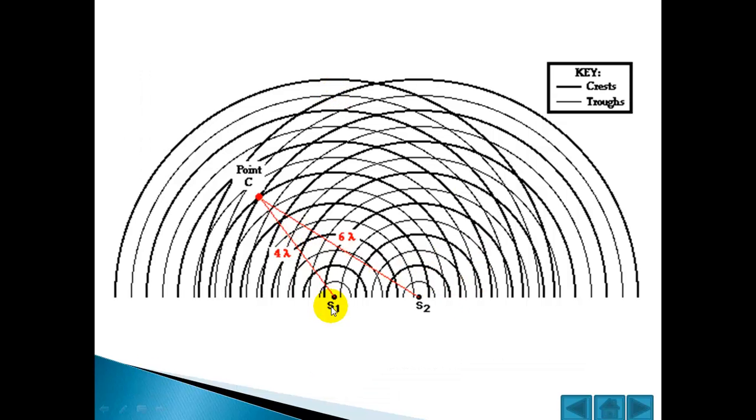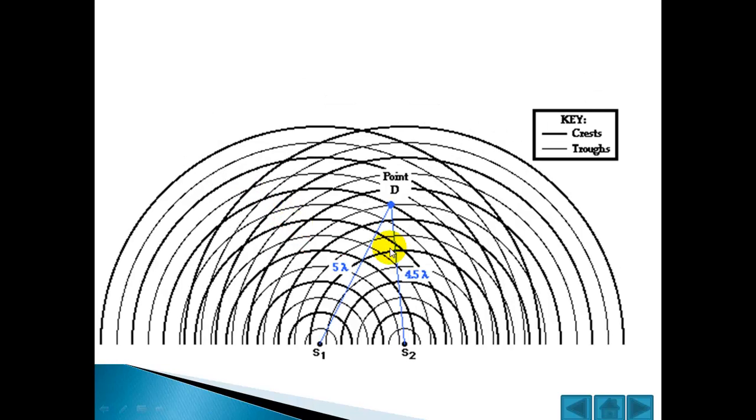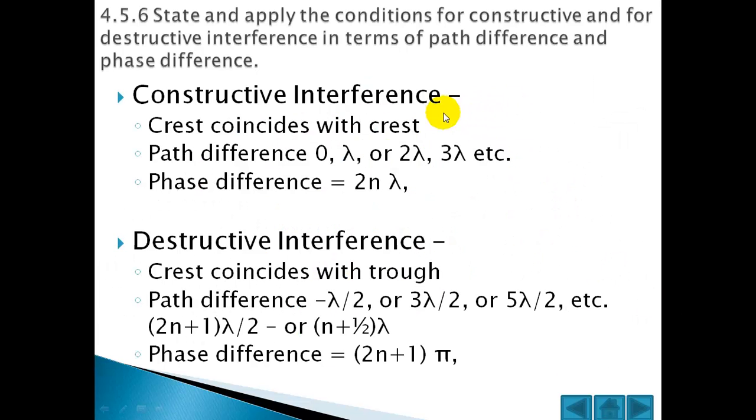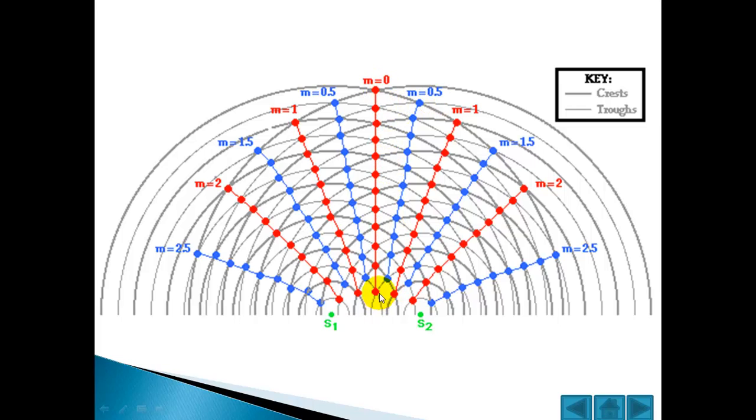And here we go. This is an example. This is 4 wavelengths to this point. This is 6 wavelengths to that point. So this will be a point of constructive interference. Here, however, this is exactly 5 wavelengths. From here, it's exactly 4.5 wavelengths. The half wavelength phase difference will mean that there will be destructive interference. You see here, they're exactly in phase, so there'll be constructive interference here, there'll be destructive interference here, there'll be constructive interference, and so on. And there you go. So this will be constructive interference, this is destructive interference, constructive interference.